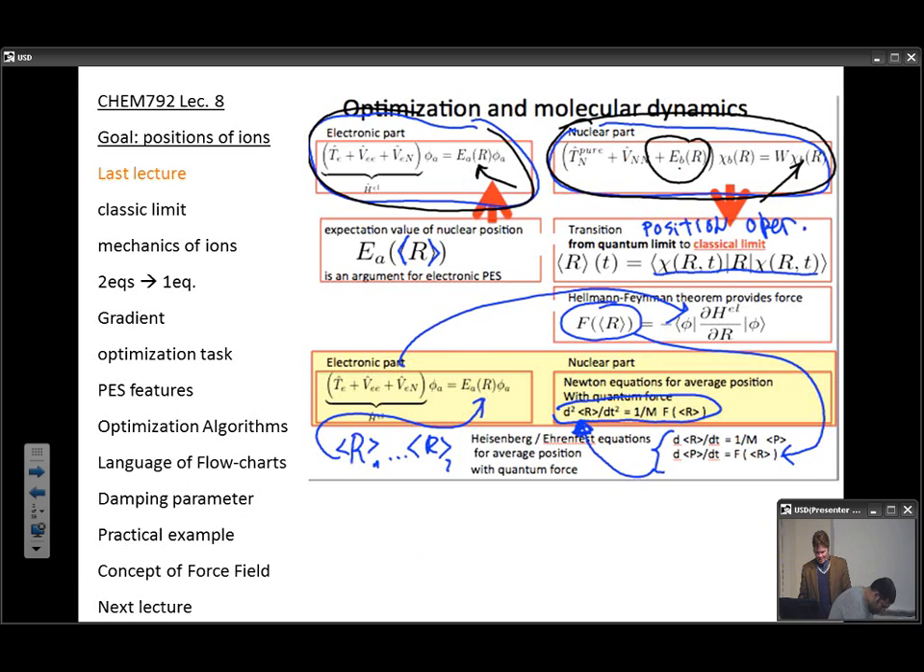Okay, so those were questions regarding practical sides. And now we are going to cover the more theoretical, more algorithmic side. So on all previous theoretical lectures, we were speaking about the necessity to split electrons and ions and the way to do it through Born-Oppenheimer separation.